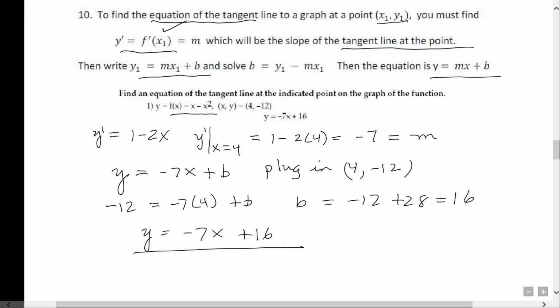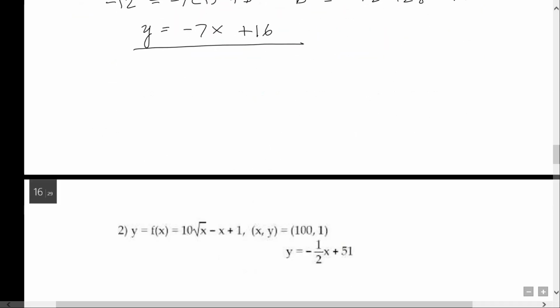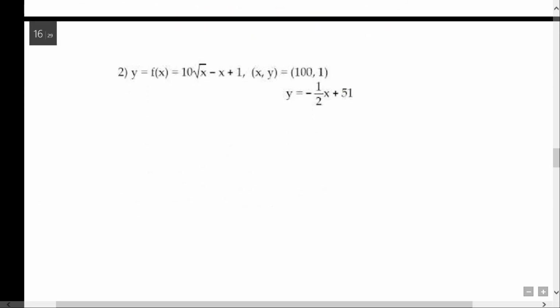Now why don't you pause the video in a second and work the second example, and then take a look and see if you did it correctly.